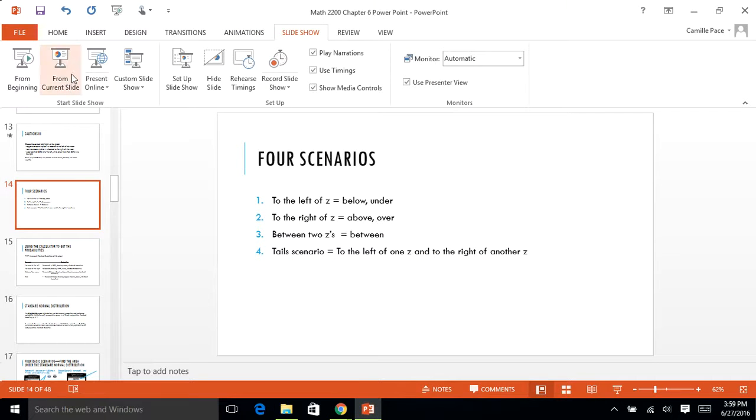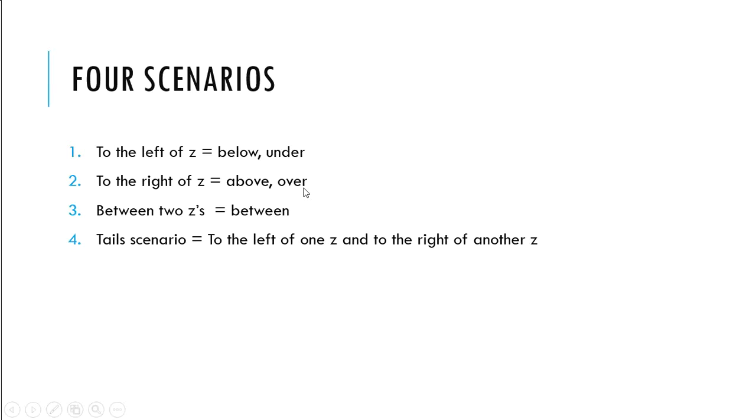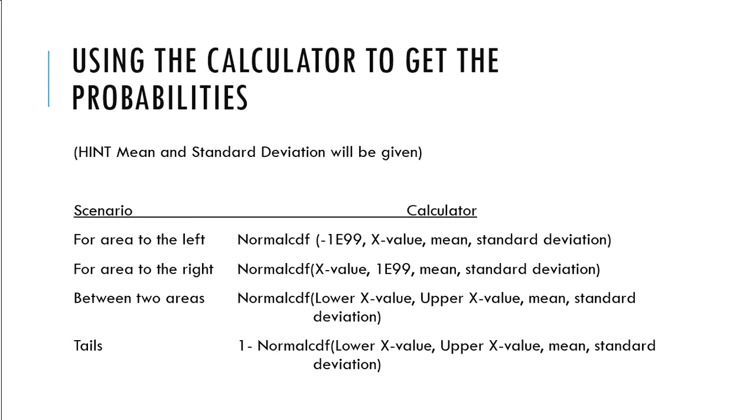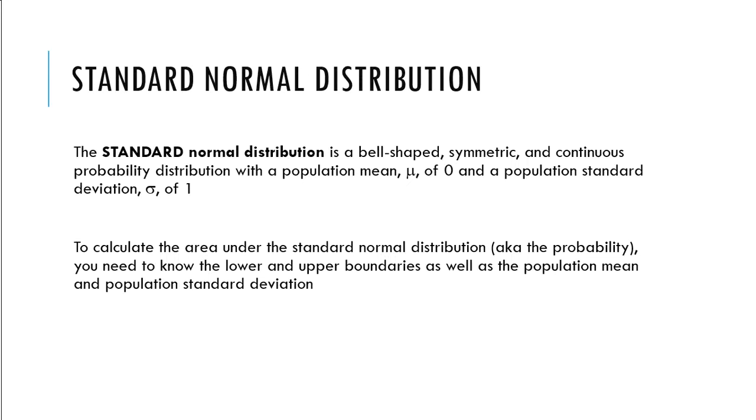Okay, let's keep going. So I'm going to do 4 scenarios. When you're looking for the area or the probability, you're going to have 4 ways it can be. It can be to the left, to the right, between, and a tail scenario where you have one to the left and one to the right. So here's the calculator guide for it. This is like the Cliff Notes for it, but I'm going to show you in the calculator how to do this. It'll help.